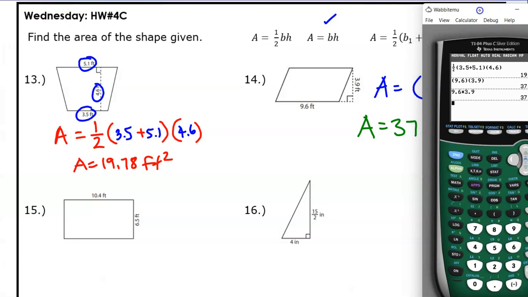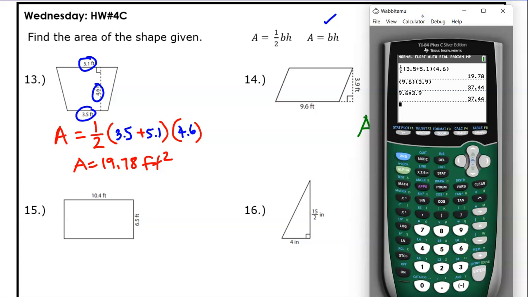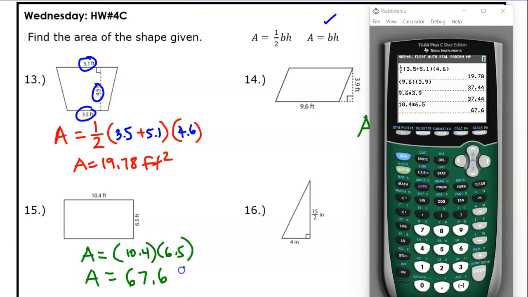Okay, let's take a look at number 3, which is a rectangle, which is also the same as a parallelogram, base times height. So the area is 10.4 is the base, and 6.5 is the height. So I'm going to use my times sign, 10.4 times 6.5, and to get my area, that's 67.6 feet squared.